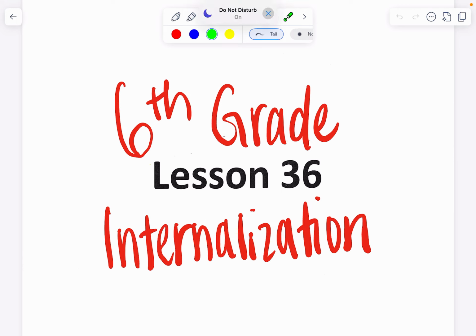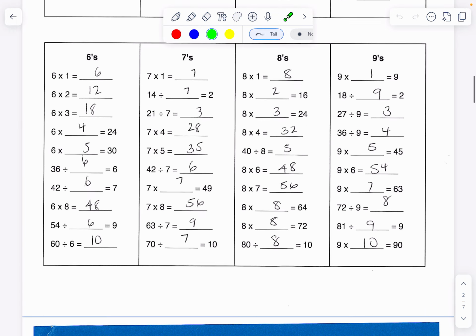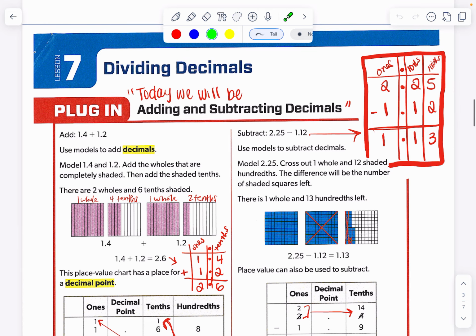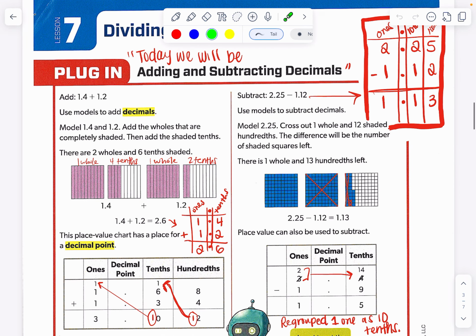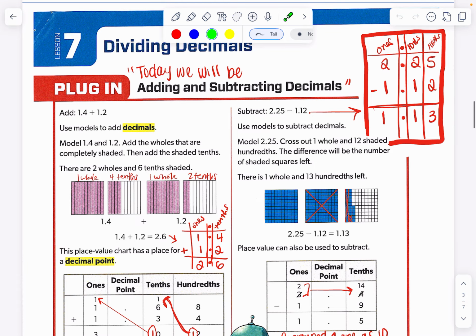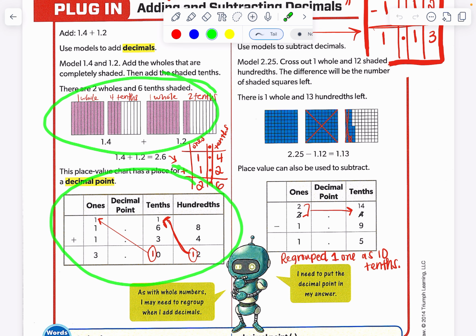Hi everyone, this video is for 6th grade lesson 36 of the Elevate group. Today's lesson is on adding, subtracting, and multiplying decimals. So there are 3 operations that students are going to work with all in one day around decimals, specifically utilizing area models and place value charts.